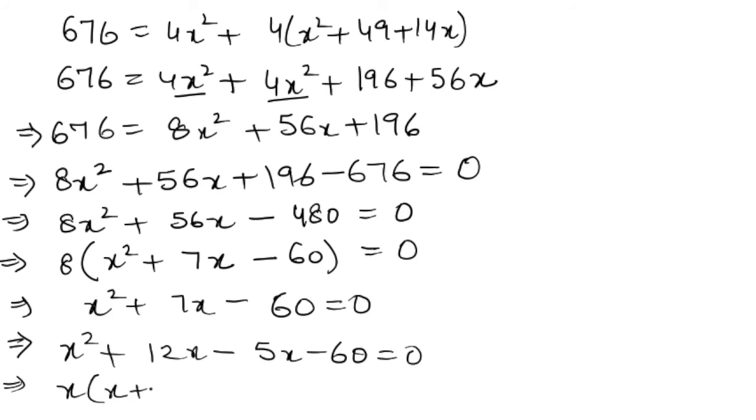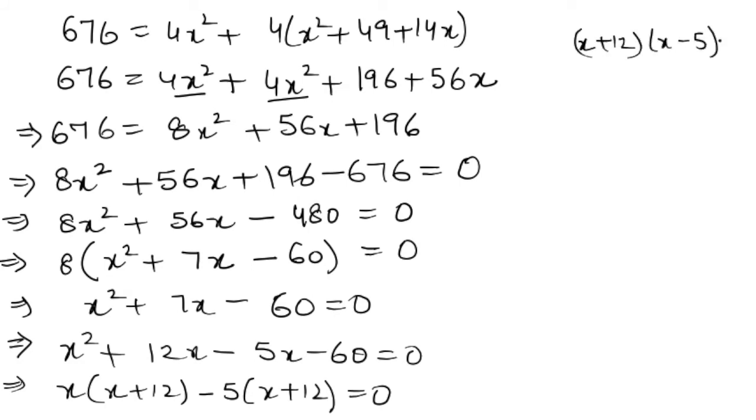x plus 12 minus 5 into x plus 12 is equal to 0, which can further be written as x plus 12 into x minus 5 is equal to 0. Or this can be written as x is equal to minus 12 and x is equal to 5. So these are the two values of x which we are getting. Generally we tend to ignore the negative value because the question is related to distance.